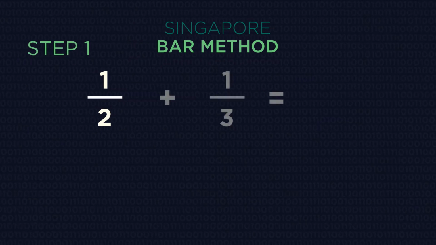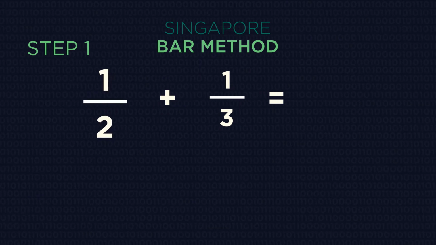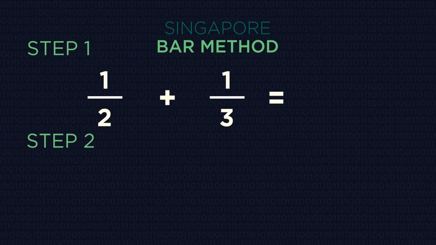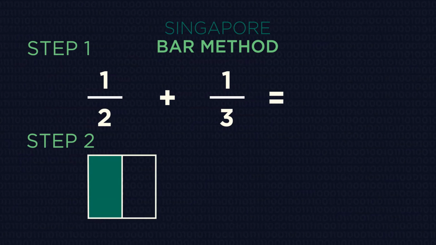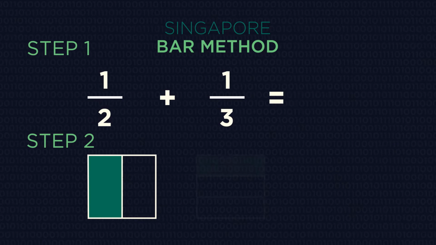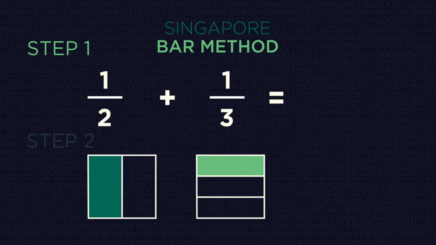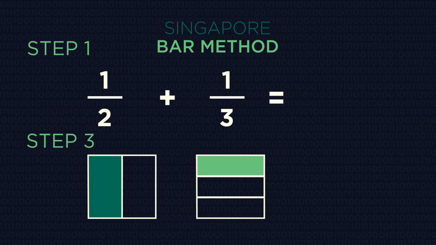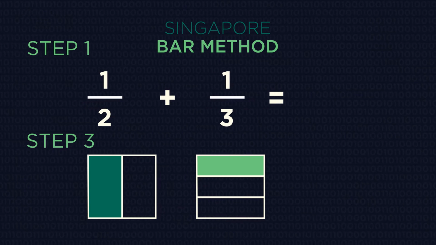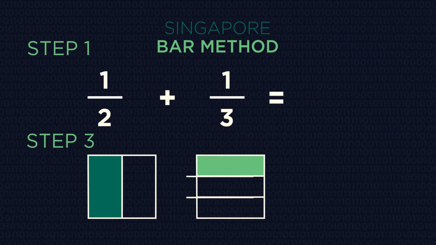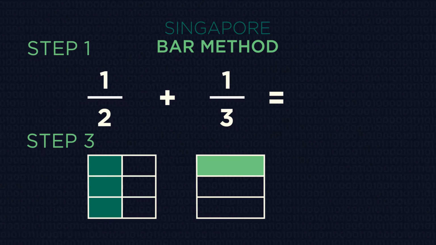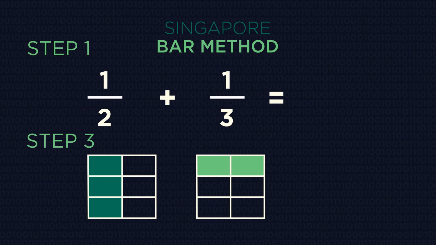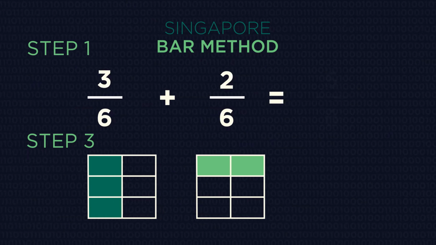Step 1. Write down your fractions. For example, 1/2 plus 1/3. Now, draw the first fraction as vertical bars. Step 2. Draw the second fraction as horizontal bars. Step 3. Draw a common denominator by transferring grid lines onto both fractions. Fraction 1. Transfer 2 horizontal lines. Fraction 2. Transfer 1 vertical line. So, now you should have the following fractions.